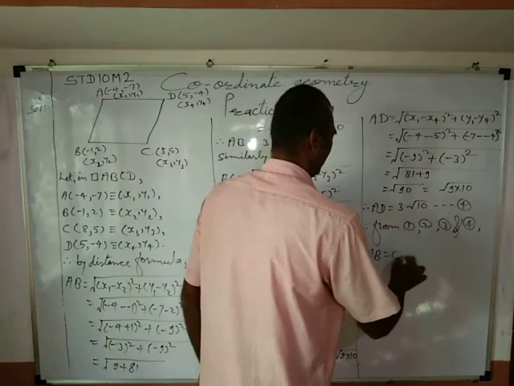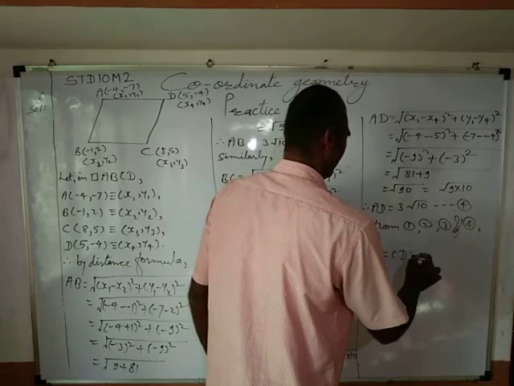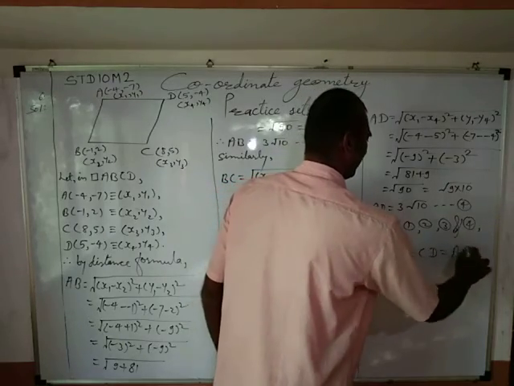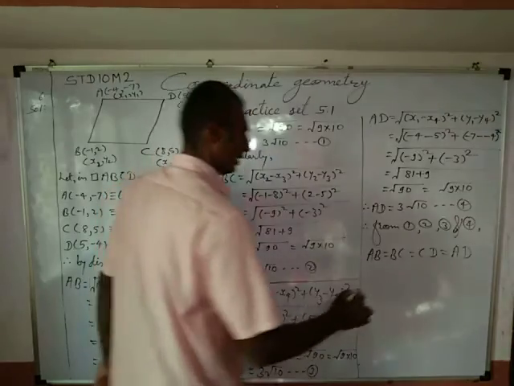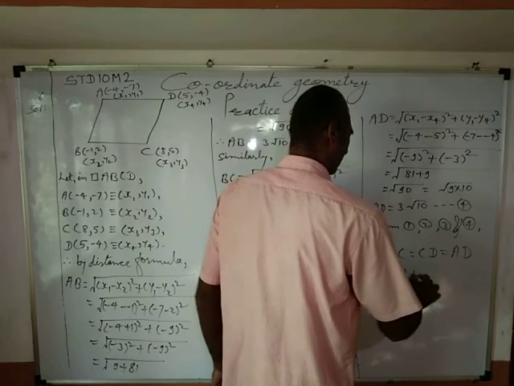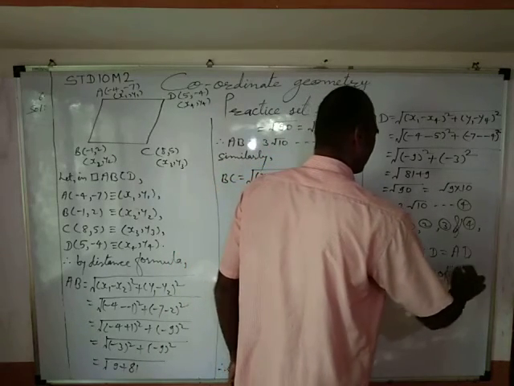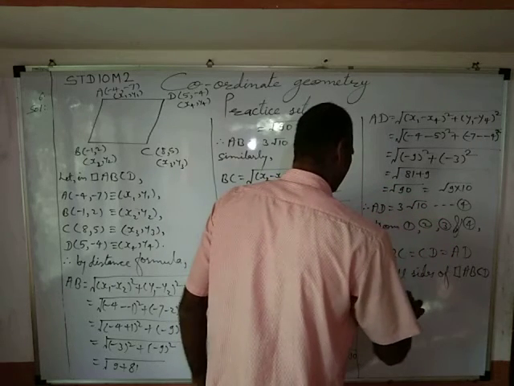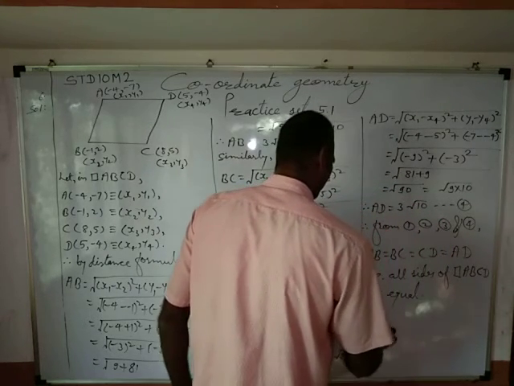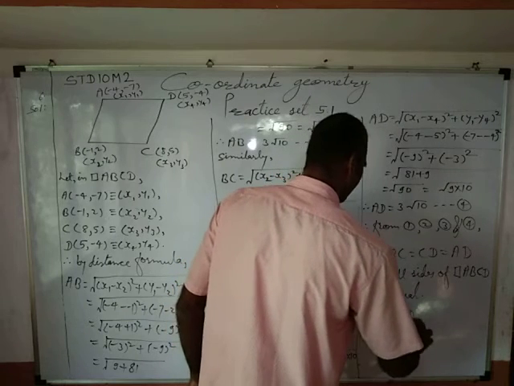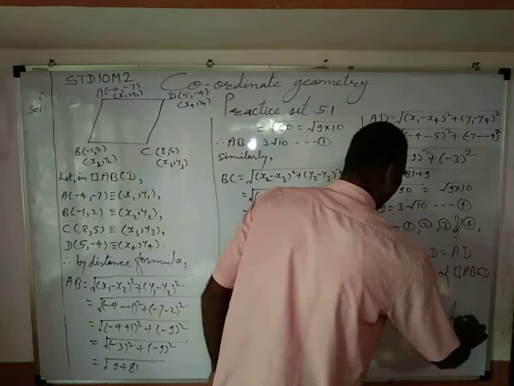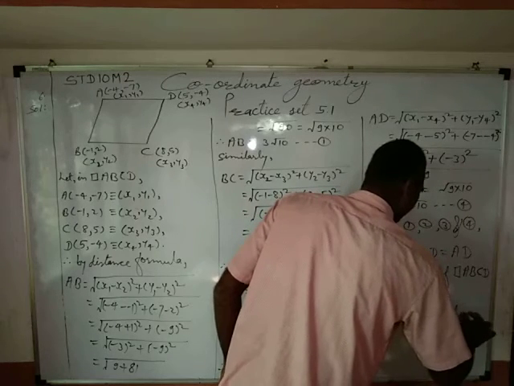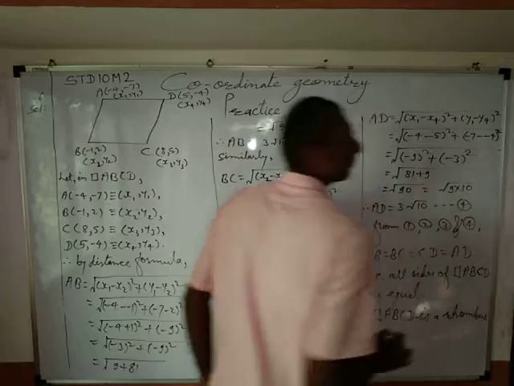AB equals CD, AB equals BC equals CD equals AD. That is all sides of quadrilateral ABCD are equal. Therefore, quadrilateral ABCD is a rhombus. Quadrilateral ABCD is a rhombus. Okay.